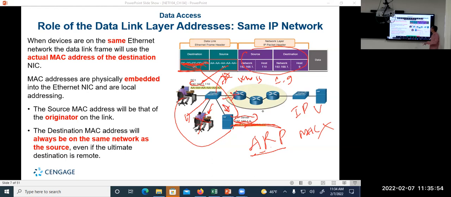So when he receives it, he understands that this one here wants to know my MAC address. So he will answer you: I am 192.168.1.9 and my MAC address here is CC. So when you receive it, now you can encapsulate it, put the CC here, and send it to the destination. So that is the case on the same network.